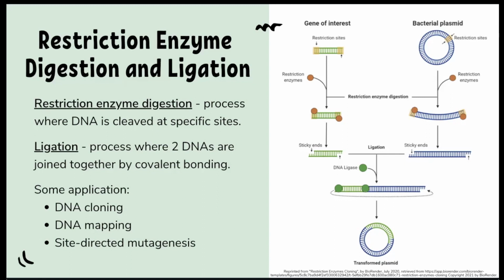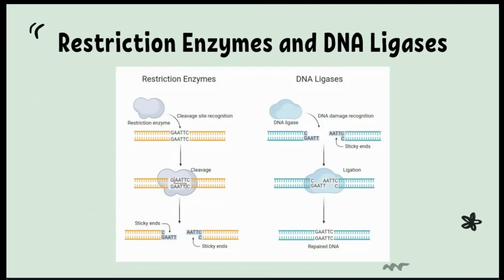But aside from making recombinant DNAs, there are also many more uses of digestion and ligation, such as in constructing a DNA map or for site-directed mutagenesis. Essentially, this topic is just about the cutting and gluing of DNAs using enzymes we found from bacteria. The two main enzymes that drive DNA digestion and ligation are restriction enzymes and ligase. But in this video, we're going to focus more on restriction enzymes.